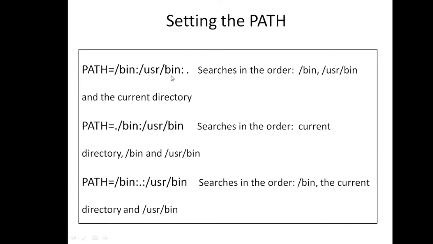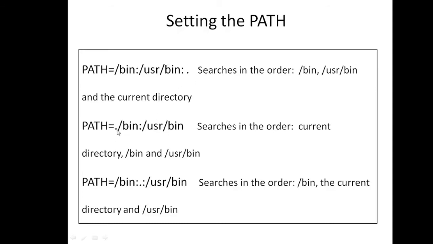So here I am giving an example for PATH. As I said, PATH contains colon separated directories. Here you can see /bin, then you have /usr/bin, and then you have a dot. That means if I give a command, the command will be searched in the bin directory. If it is not there, it will be searched in usr bin. If it is not there either, then it will be searched in the current directory.